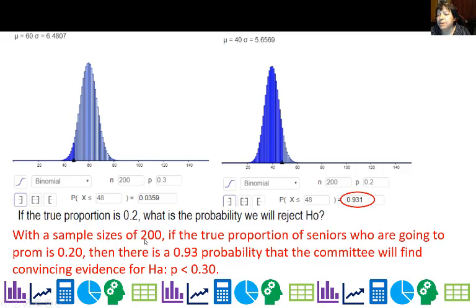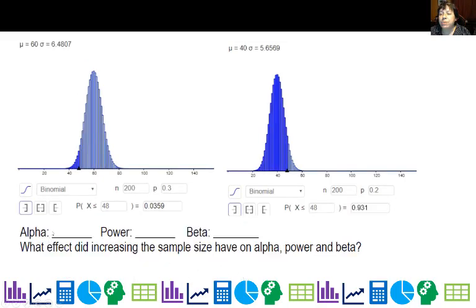With the sample size of 200, if the true proportion of seniors who are going to prom is 0.20, then there's a 93% probability that the committee will find convincing evidence that the true proportion is less than 30%. Now, let's go ahead and recap these. My alpha is 0.05. My power we found out was 0.93. And beta is 0.07. These two always add up to 1.